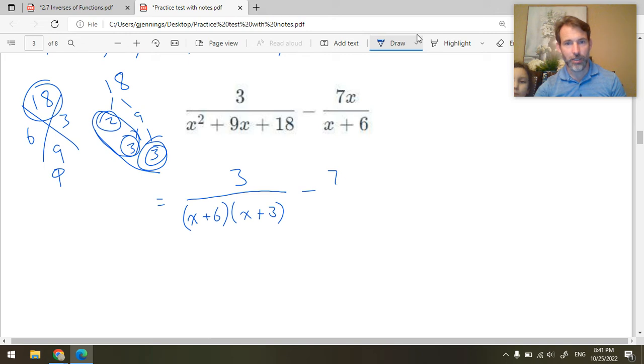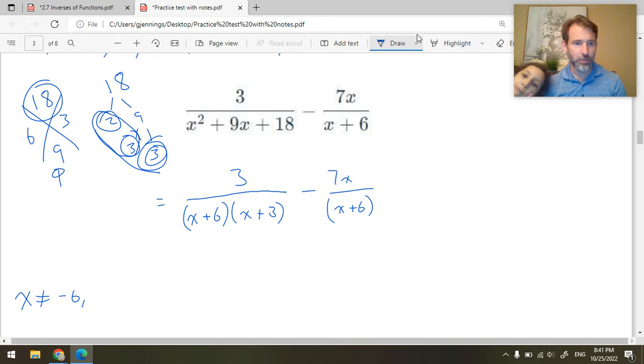That's going to be minus, so this is x plus 3. This is minus 7x over x plus 6. So at this point, we're ready to state our restrictions. We can say x is not equal to negative 6 or negative 3. That's because negative 6 would make that 0 and negative 3 would make that 0. We can't have that in the denominator. This one over here, x plus 6, doesn't add any more restrictions, so that's fine.